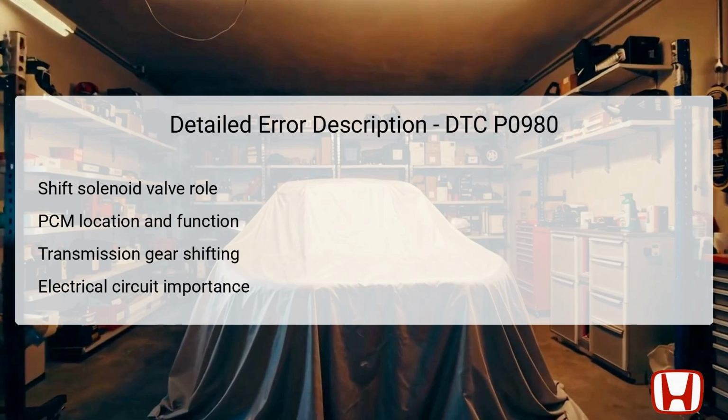When the PCM detects an open circuit in the solenoid coil, it registers DTC P0980. This error results in the failure to shift the transmission into the second and fifth gears, activating a fail-safe mechanism. It's essential to understand that this issue does not occur due to mechanical failure, but rather an electrical circuit problem. This understanding underscores the importance of the electrical integrity and connectivity within the transmission system, encompassing solenoids and the PCM.